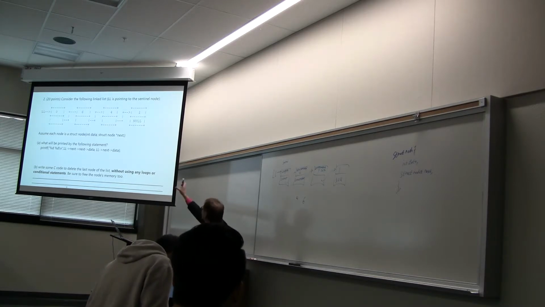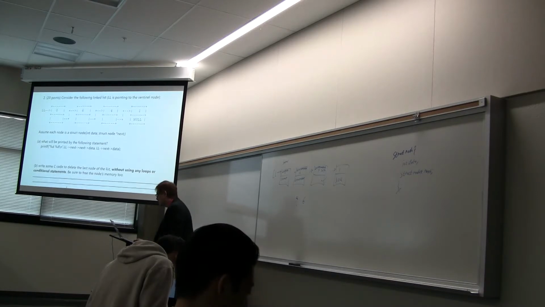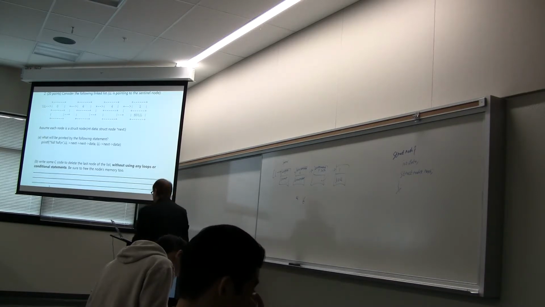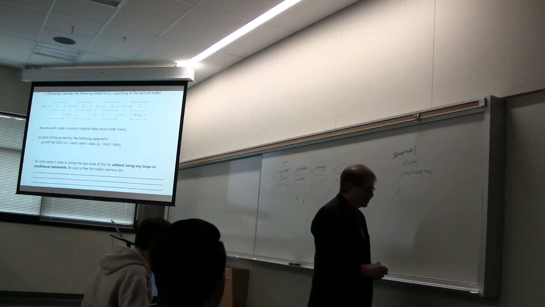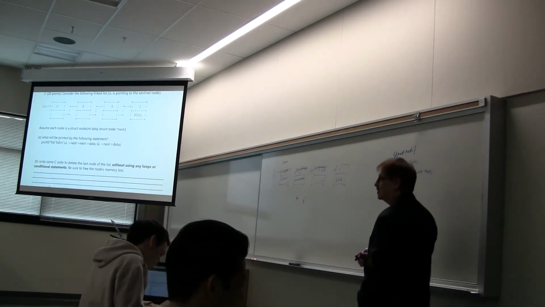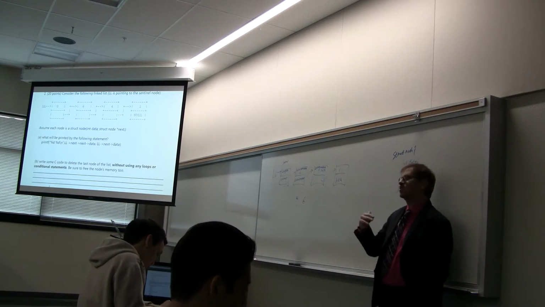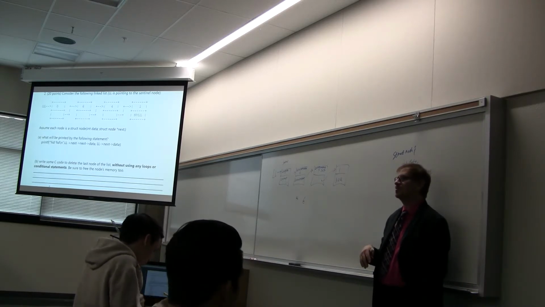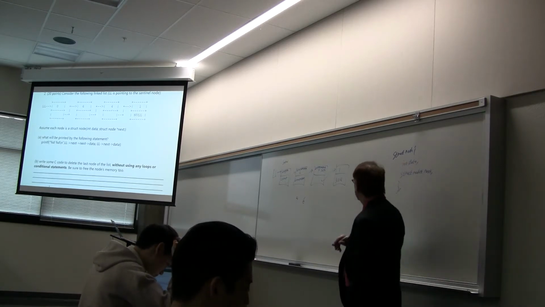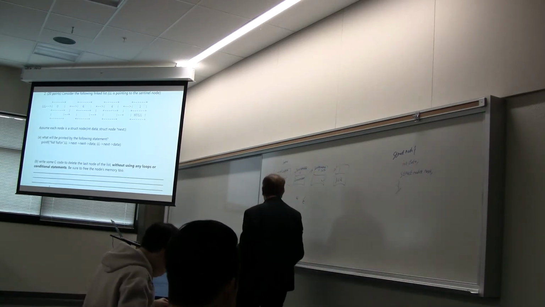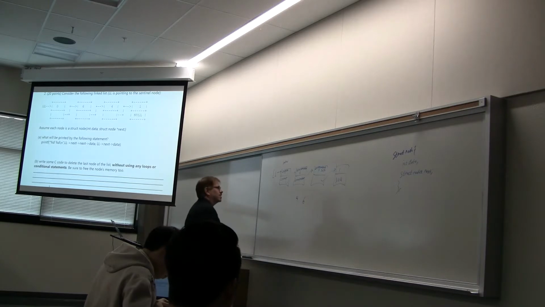This is fundamental, okay? Write some C code to delete the last node of the list without using any loops or conditional statements. Only like 1 or 2 people used any temporary variables in here. And that was what I was picturing, was having a temporary variable that you would point to the last node and so on. Most people just did LL next next, which you can do.